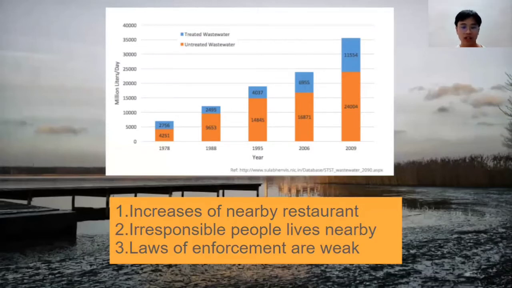And this is due to the increase of nearby restaurants too. The fry economy that grows nearby the river causes more restaurants to be built, causing more pollution. And there are irresponsible people who live nearby that throw rubbish into the river, causing more pollution. And also the law enforcement of the locals is weak. They're causing a lot of rubbish being thrown into the river.